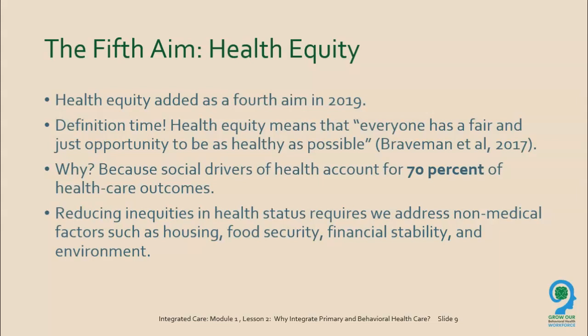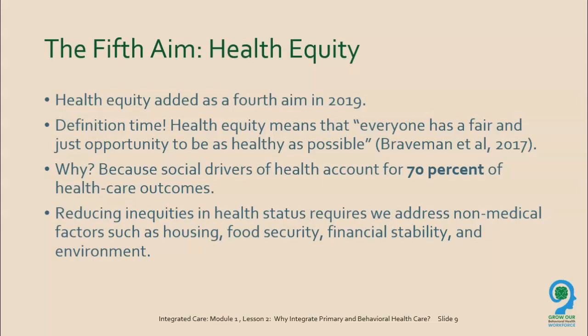And why was this aim added when it seems like it's a non-clinical aim? Because social drivers of health account for 70% of healthcare outcomes. We know more and more that no matter how good the care is that you receive in a clinic, if you're going home to a challenging environment, if it's stressful, if you don't have adequate and safe housing and food and other access to the things that we need as human beings, our health and well-being is going to be negatively affected.